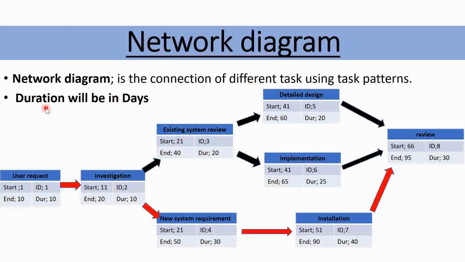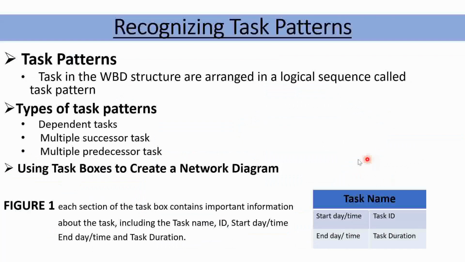So the duration will be in days, right? What does this mean? It means that this represents 1 day, 40 days, 20 days, right? Okay, now you know how a network diagram looks, right? So let's explain what our task patterns are.